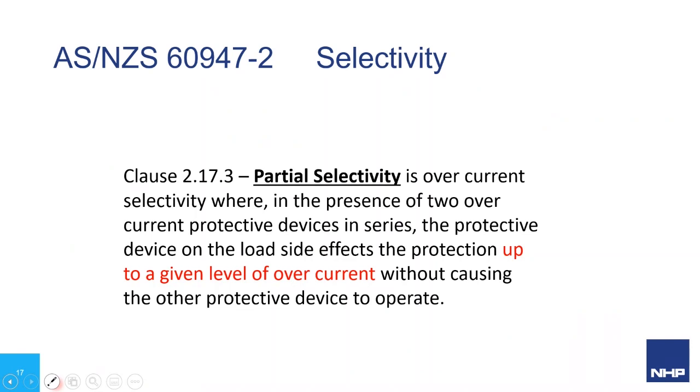Partial selectivity is the overcurrent selectivity where, in the presence of two overcurrent protective devices in series, the protective device on the load side affects the protection up to a given level of overcurrent without causing the other protective device to operate. If we understand up to a given level of overcurrent, this means that we don't have to specify that the downstream device operates only and the upstream device remains closed up to the prospective fault current level. It only means that the downstream device will operate under part of that selectivity criteria.